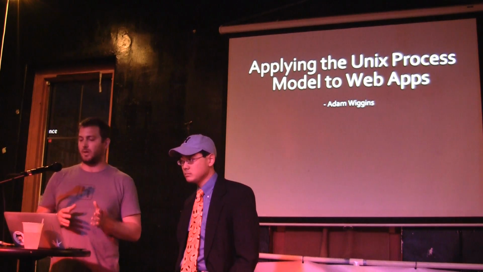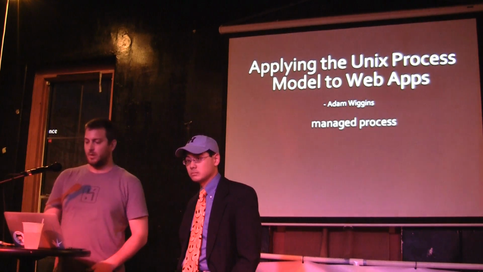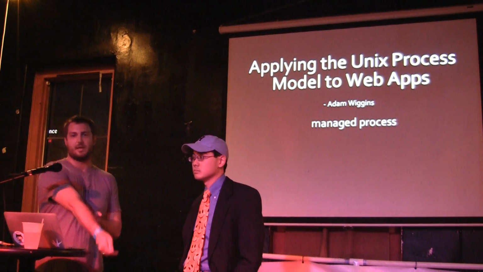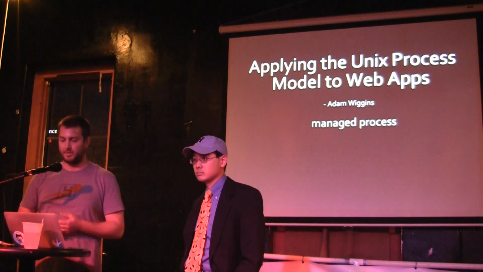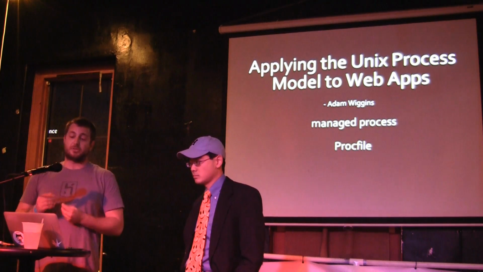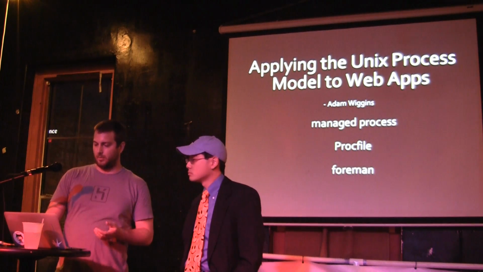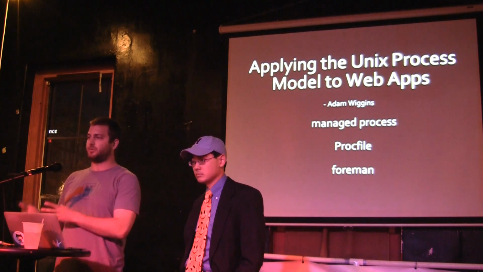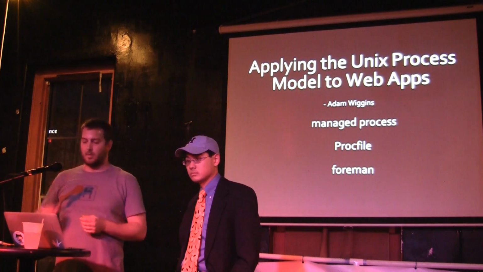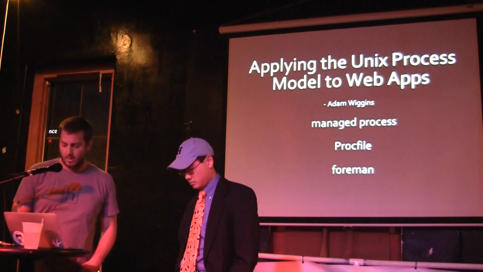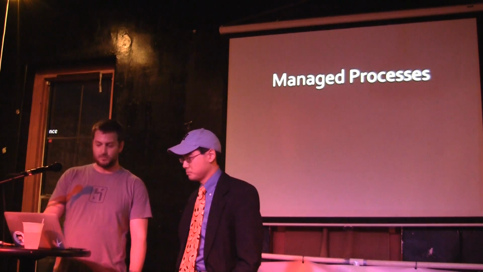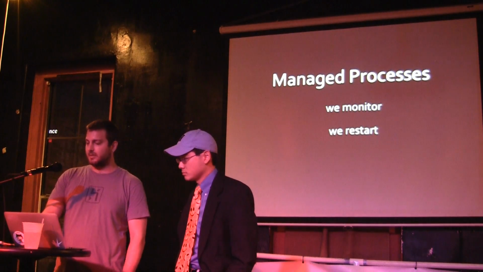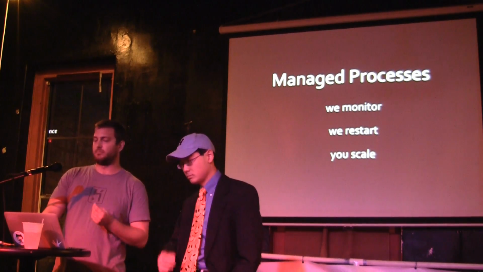So we take the Unix process model, and when we apply it to web apps, we wind up with this idea of a managed process, because you don't want a process that just runs and executes. You want a process that has uptime and availability. We allow you to describe these managed processes with a Procfile, and we provide Foreman as a local gem to enable you to use your Procfile to describe your processes, to run them, and then even export them to a different format if you decide not to host with Heroku. So the first thing there was a managed process, and what that is. Basically that means we're going to monitor it, we're going to restart it, and you're going to scale it.